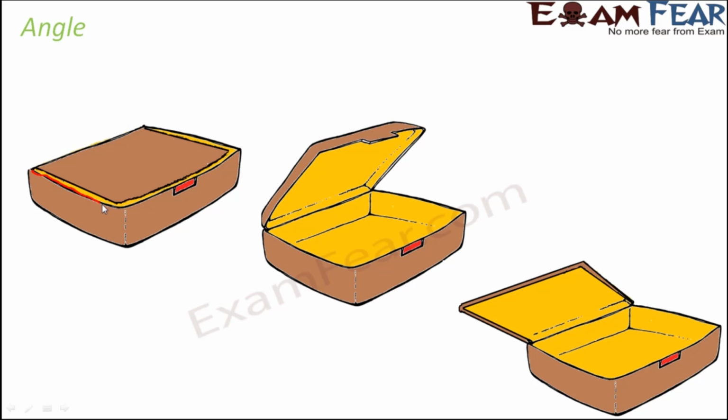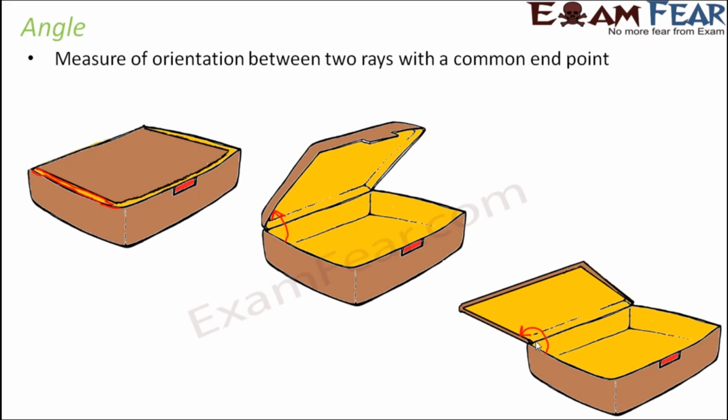So let's say that the bottom surface is somewhere here and this is the lid. Both of them are oriented along the same direction. So there is no difference in their orientation when the box was closed. Now when you gradually start opening the box, you see that there is a difference in orientation between the lid and the base. The base is along this direction but the lid is along this direction. When you totally open the box, again there is some kind of orientation between the two surfaces.